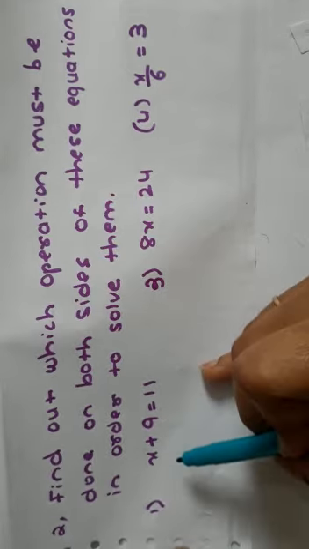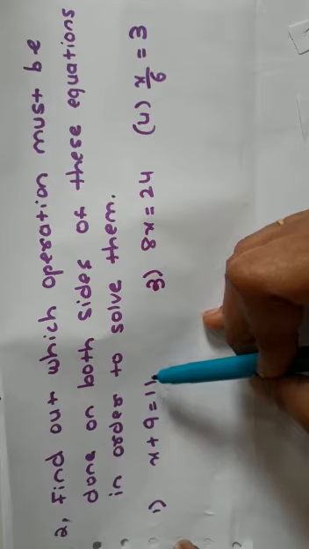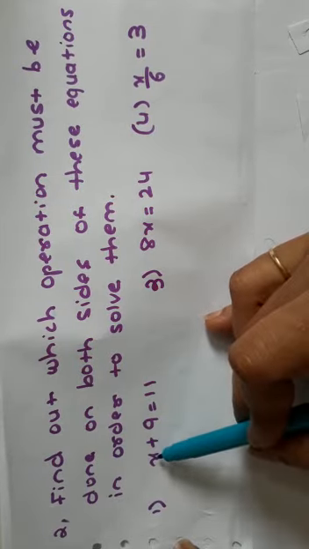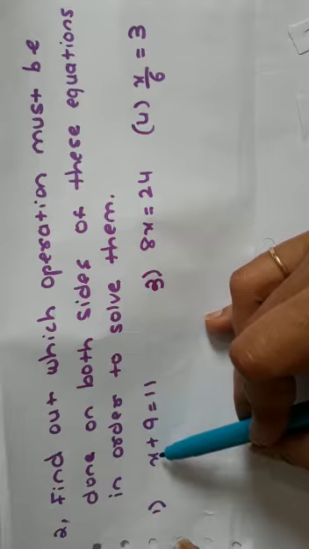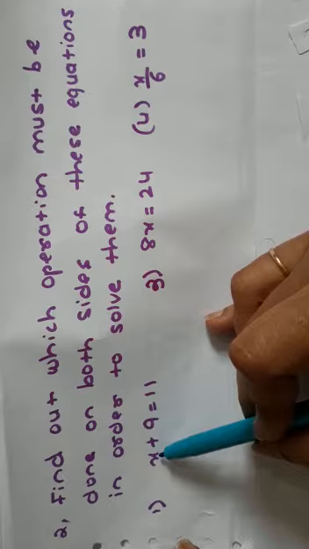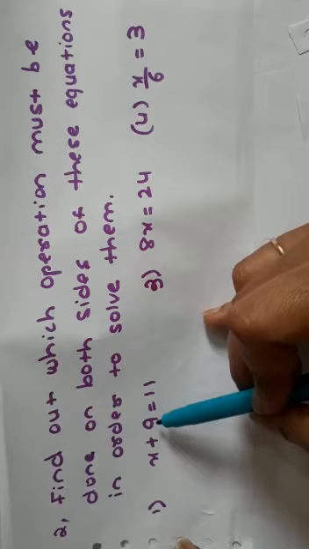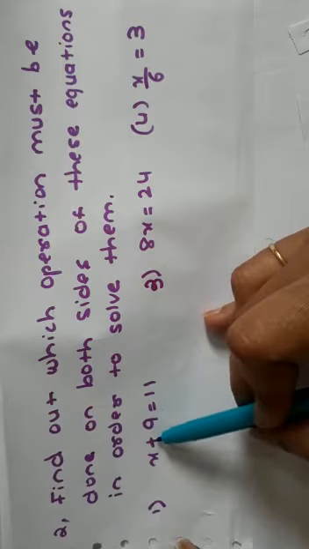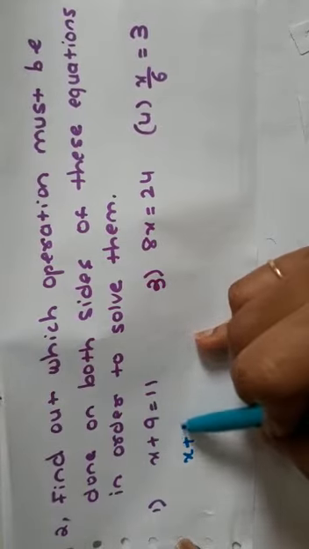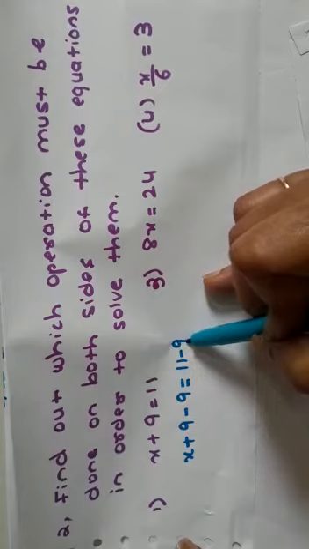So take the first equation, x plus 9 is equal to 11. To solve this equation means we have to find the value of the variable x. But you can see that 9 is added to the variable x. So in order to solve this equation, we have to subtract because it is added. So we subtract 9 from both sides. So x plus 9 minus 9 is equal to 11 minus 9.